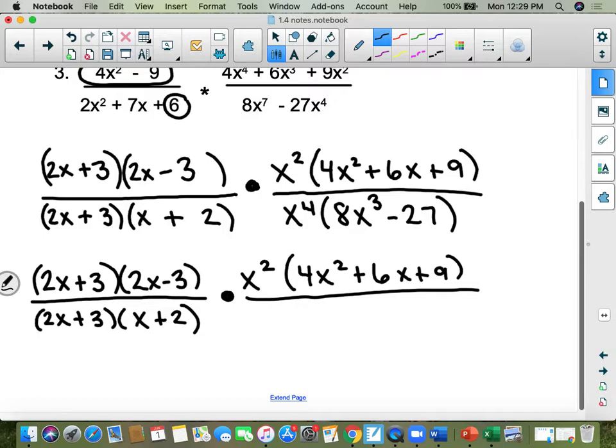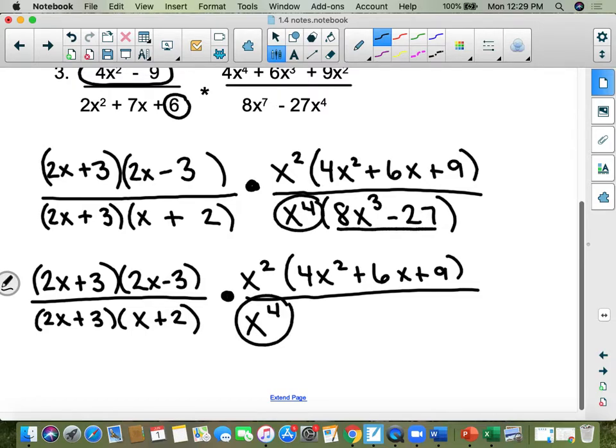Okay, I haven't really done anything. I just recopied the first numerator and the first denominator and the second numerator, and now comes the second denominator. The x to the 4th is right here. I just copy it down.